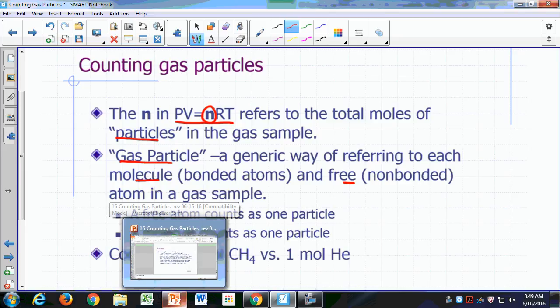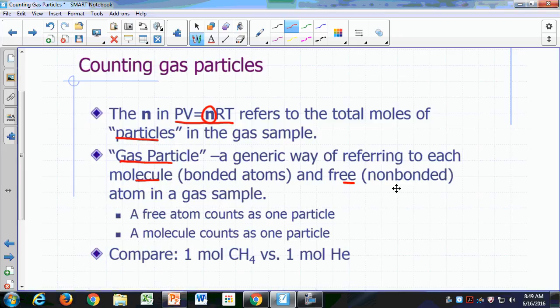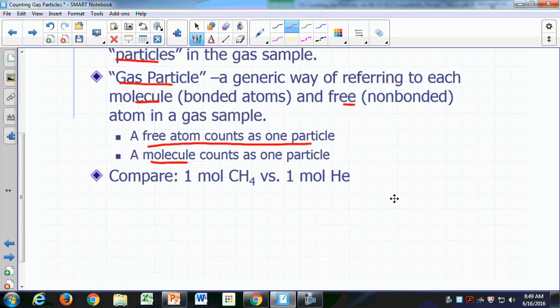So a free atom, an atom that's not bonded to any other atom, will count as one particle. A molecule, regardless of how many atoms it has, will also count as just one particle. So if you were to compare 1 mole of methane, for example, versus 1 mole of helium, then n equals 1 in both cases. 1 mole, to be more specific. So it doesn't matter that methane has 5 atoms in it.